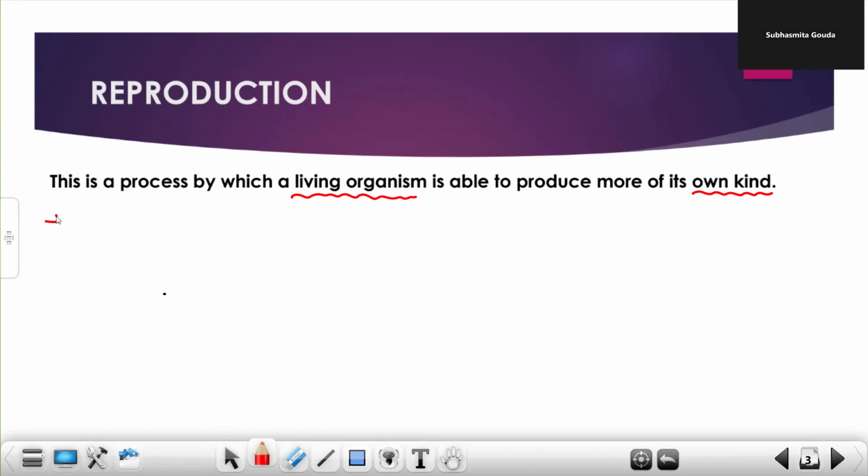Here I can say another point is the transmission of genetic material. We'll discuss genetic materials later. What is the genetic material in males? What is the genetic material in females? What is the genetic material?